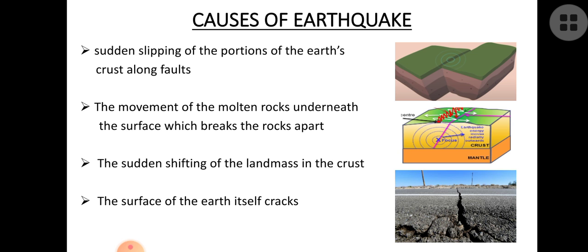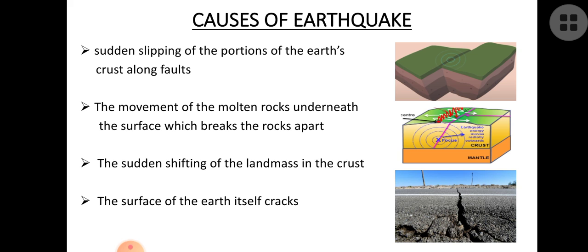Second reason, the movement of molten rocks underneath the surface breaks the rocks apart. We studied about mantle moments ago, isn't it? It is the semi-molten liquid state below the Earth's crust, the upper part of the mantle. They always keep on moving. So when they move, sometimes they break the rocks above them. Because of the breakage of the rocks also, earthquakes are caused.